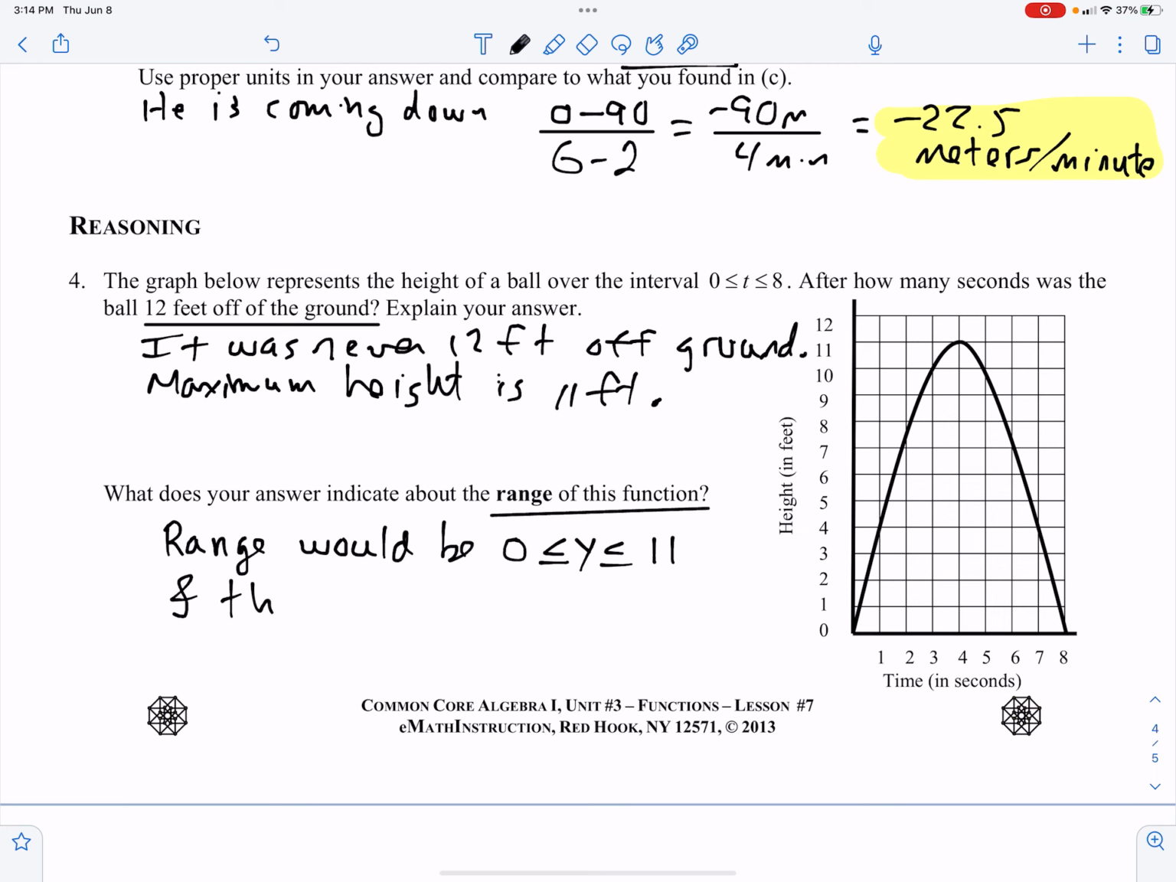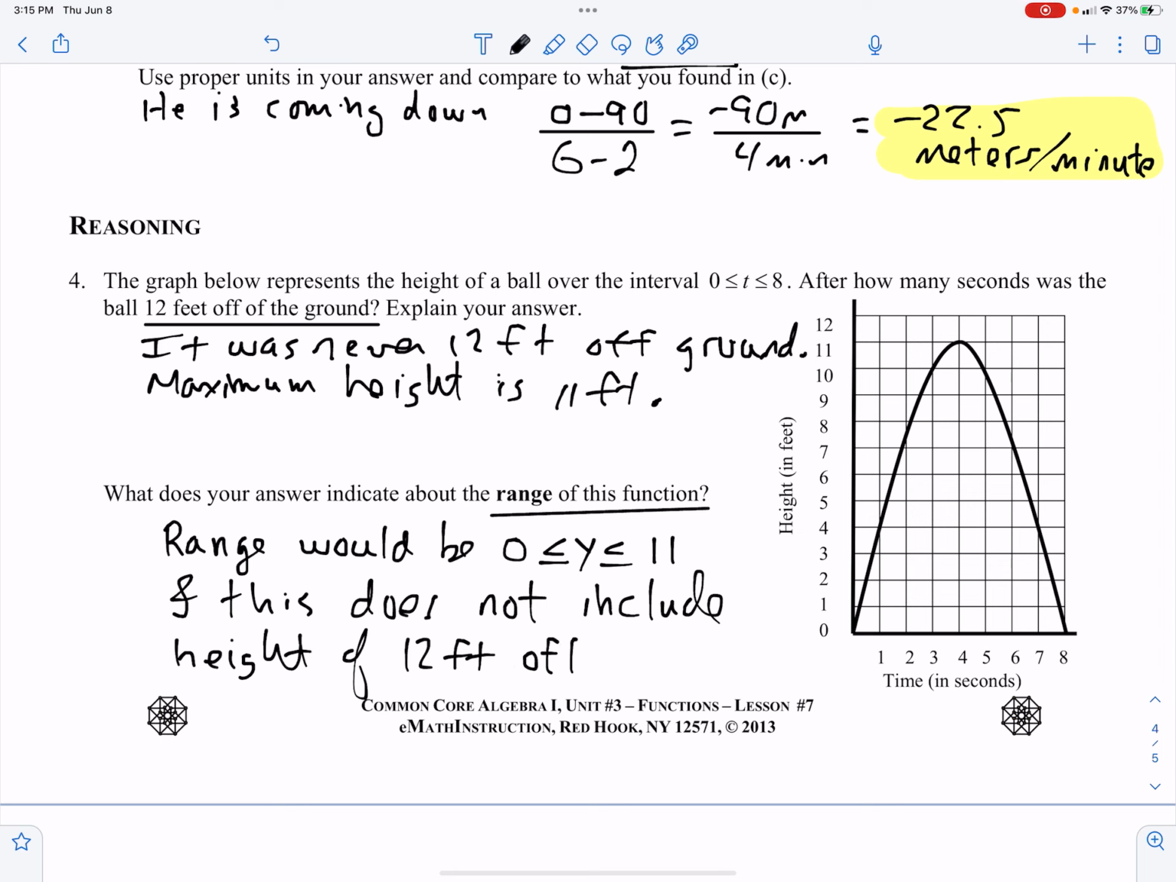And this does not include a height of 12 feet off the ground. Okay, basically what that means is the input of this time right here, which is 4 seconds, would not have an output. So you have an input with no output. Therefore, it's not part of the range of the function.